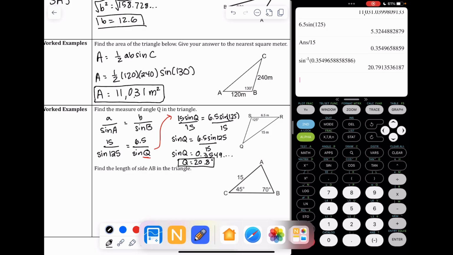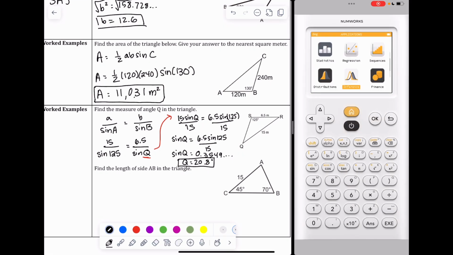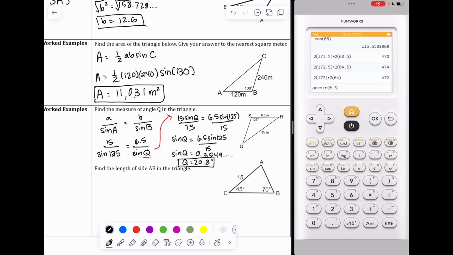And then just a small reminder, if you are working with a NumWorks calculator, when you are calculating sine inverse and stuff, it's going to say arcsine. It means the exact same thing. The answer will be the exact same thing as what we've got in TI land. Okay.